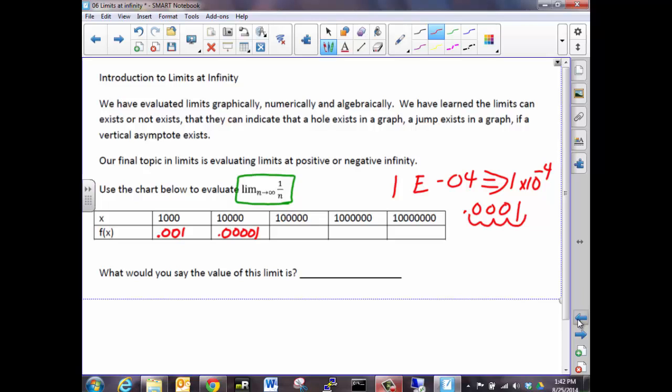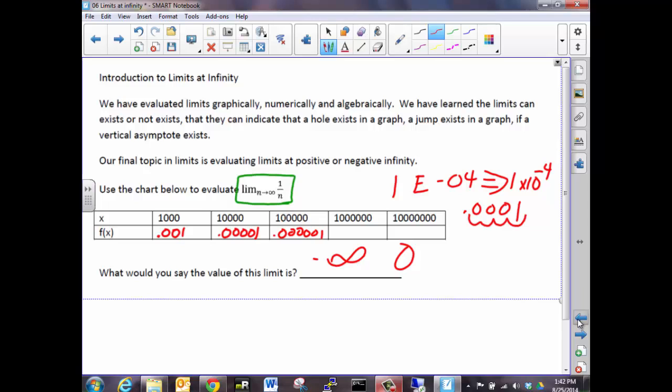Are those the answers y'all were getting? 0.001? 0.00001? Something like that. What do you think it's going to? Negative infinity. Negative infinity? Okay. Anybody say something different? He says negative infinity. 0. Are they the same place? No.